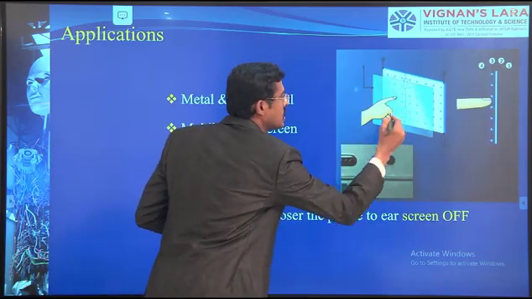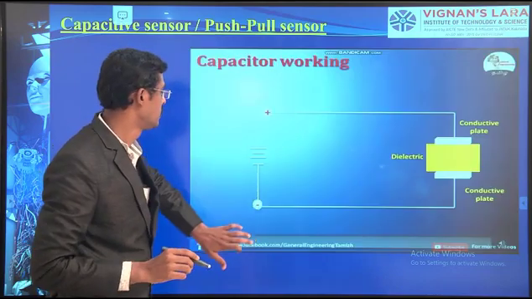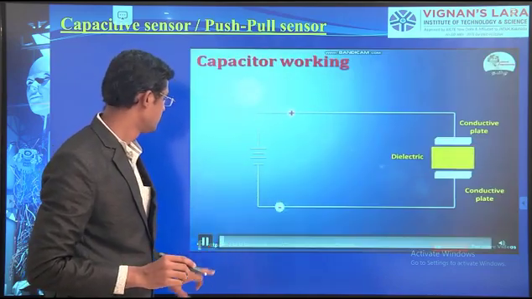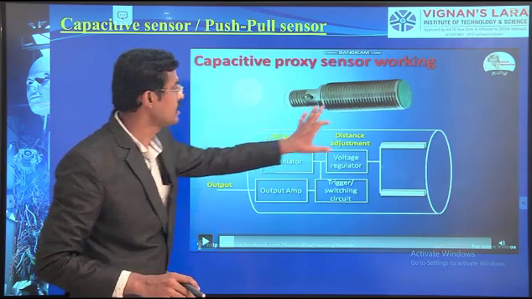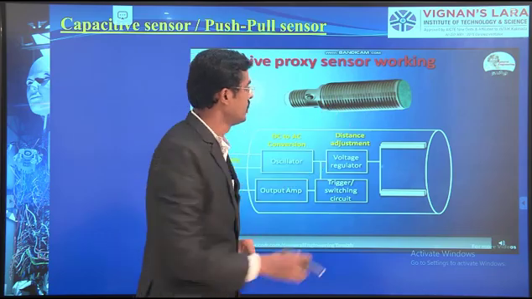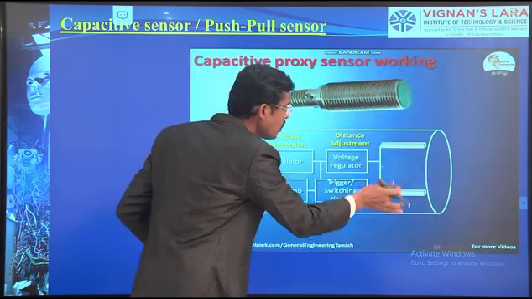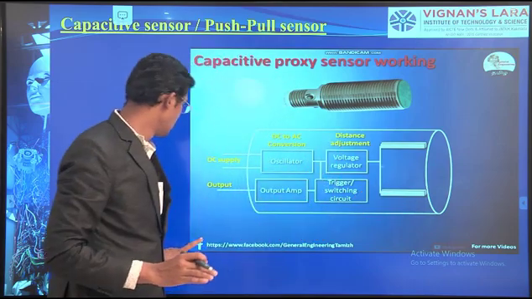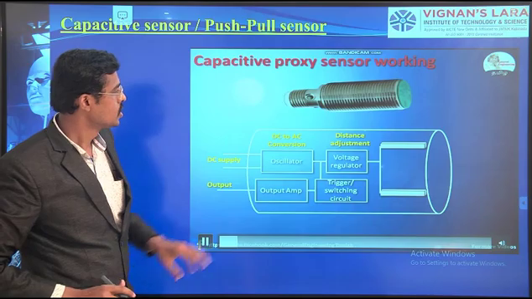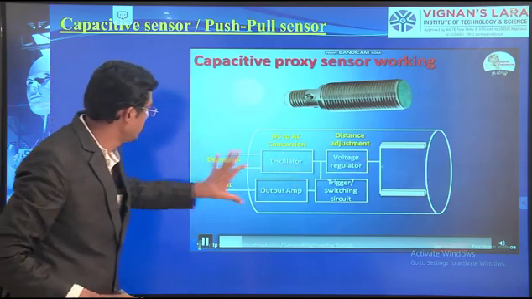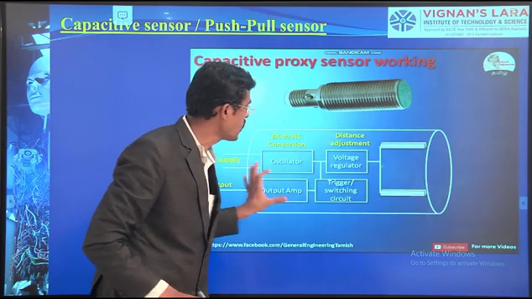A capacitive sensor is kept here. This is the capacitive sensor. Inside, what is there? Two conductive materials are there. This conductive material is connected to the power supply. This is closed. Now we are giving the supply.